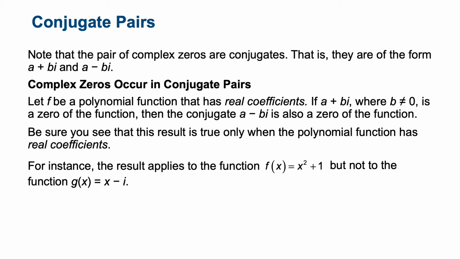Okay, so if you have a polynomial function that has real coefficients, and if a plus bi is a 0, then the conjugate is also a 0. But this only works if the polynomial function has real coefficients. For example, this result applies to x squared plus 1, but not to the function x minus i. That doesn't work.